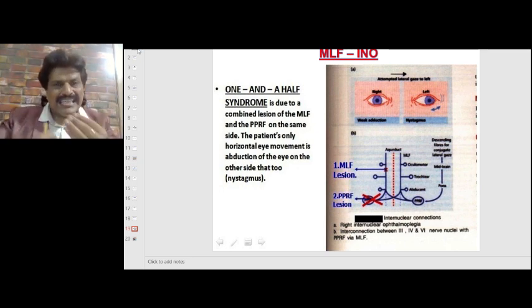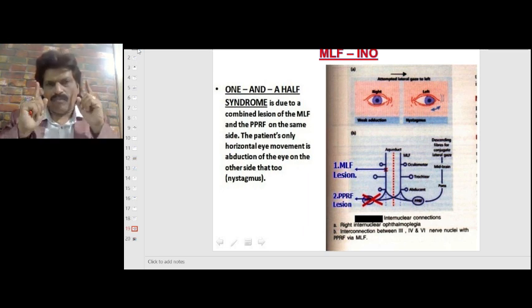But if there's a lesion of the MLF and INO, what happens? It results in one and a half syndrome. One and a half syndrome is due to a combined lesion of the MLF and PPRF. Example, if we take the left side, half movement is gone. PPRF is gone, so one movement is gone. The only movement, half movement, is present on the opposite side. That too, there is nystagmus.